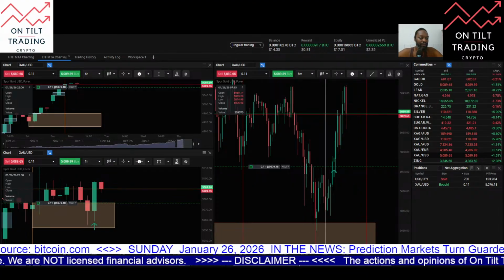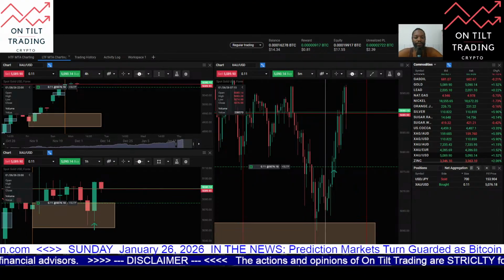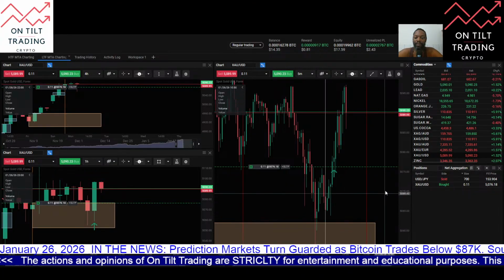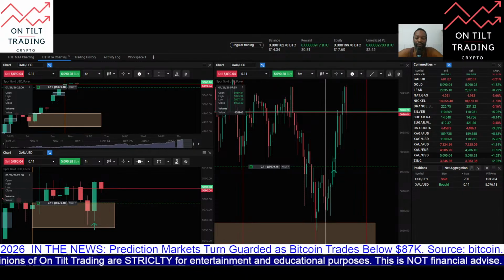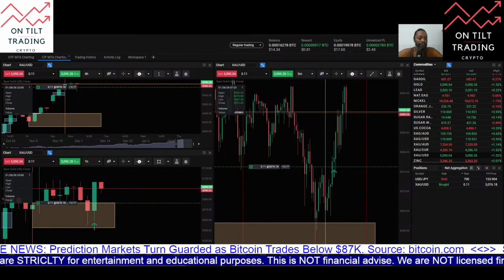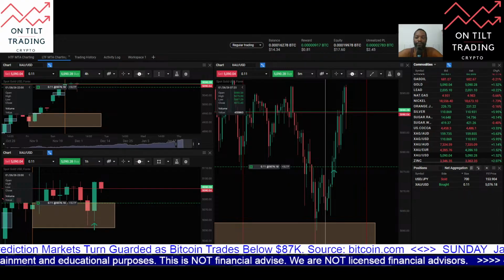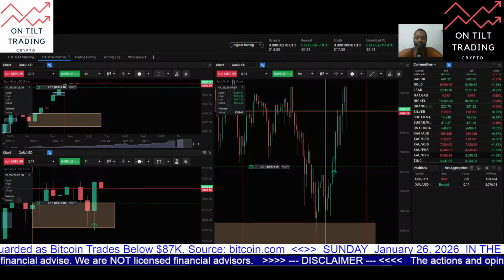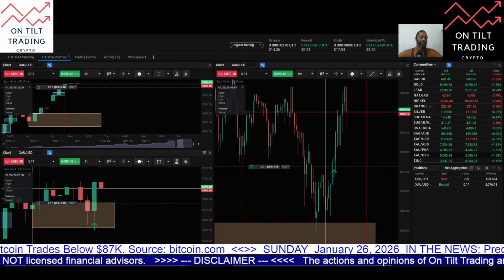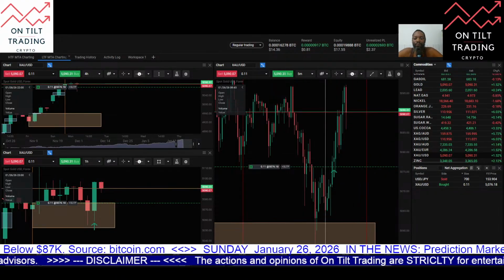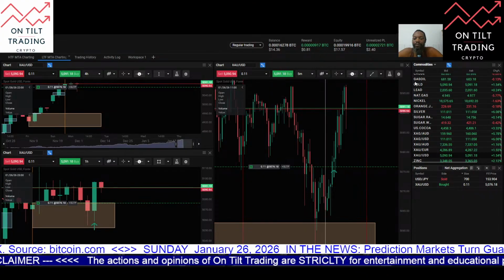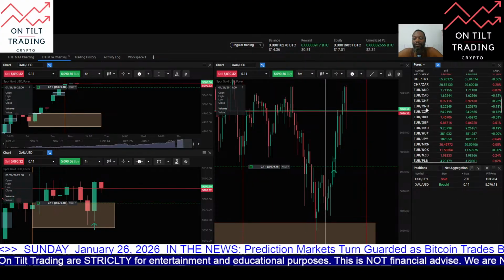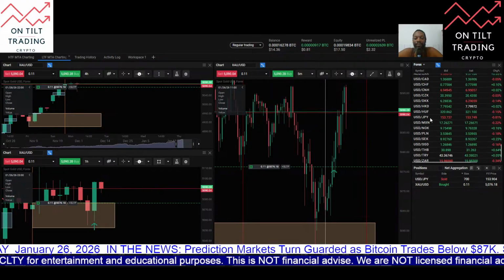So the first hour of the kill zone is in the books. Now trading here in the second hour of the New York AM kill zone. So while gold is in a state of pullback, I'm going to head back over to USD JPY.